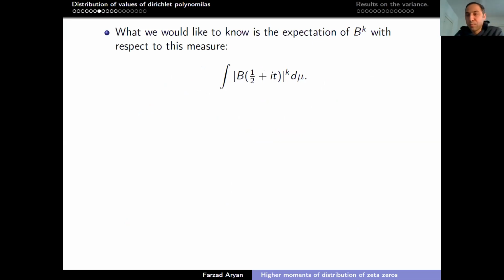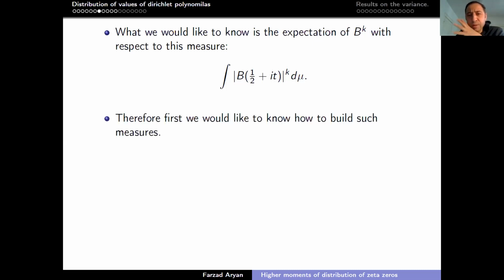My goal, my dream, would be to completely understand something like this with respect to that measure. That would give me a lot of information about what's going on. But as I say, there are tons of limitations that come with it. So let's first talk about how to build up such a measure that highlights certain values for certain points on a line.